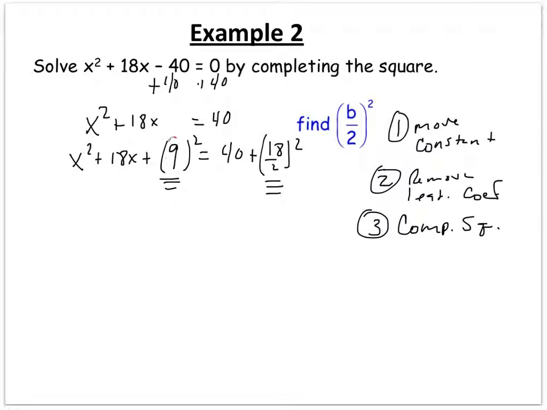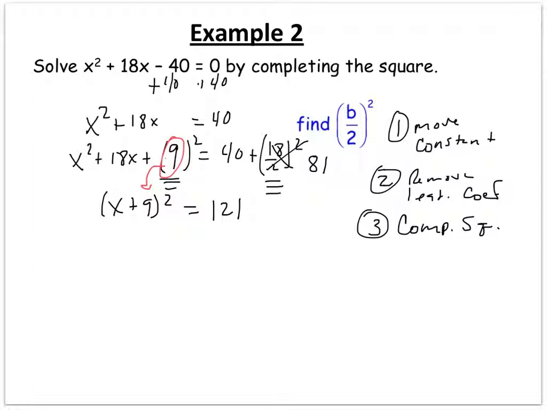And the reason I'm going to put this 9 here is that we know that we're going to get a perfect square. So we're going to write our factor as x plus 9 quantity squared. And the trick is, what I just said, is that whatever this b divided by 2 is, becomes our factor. And on the other side we have 40 plus, and we know that 9 squared is 81. 40 plus 81 is 121.